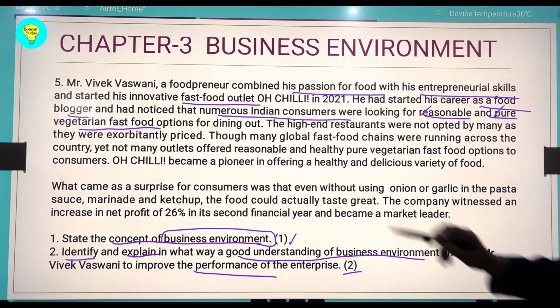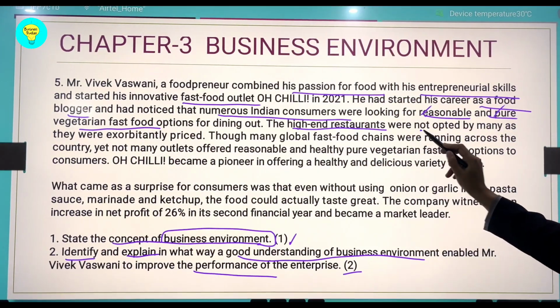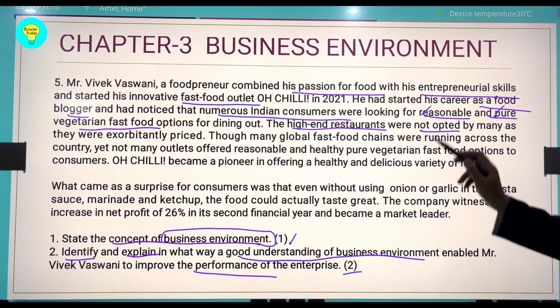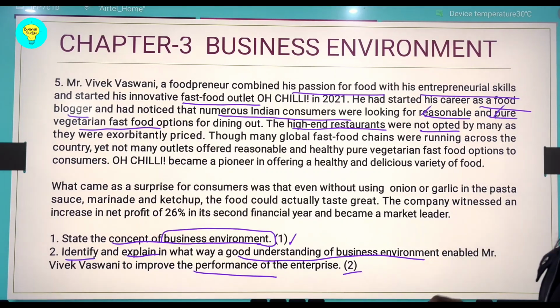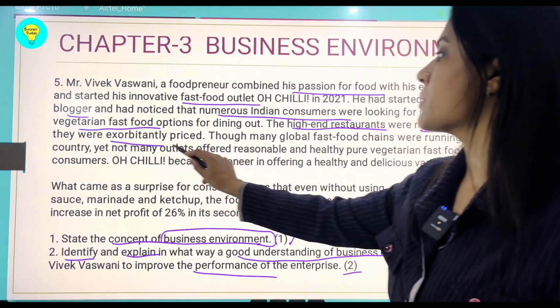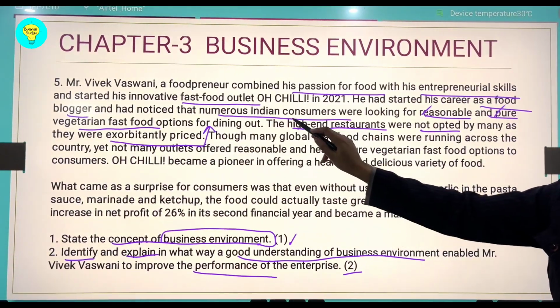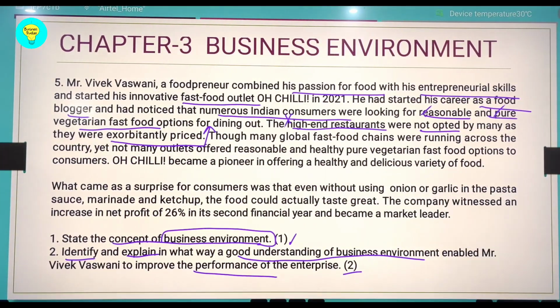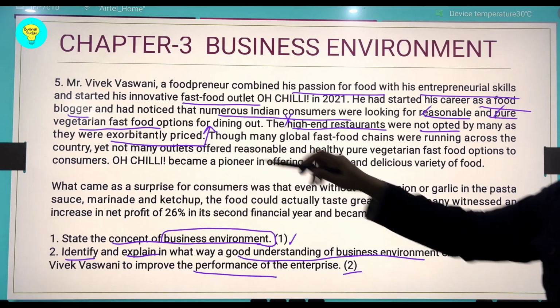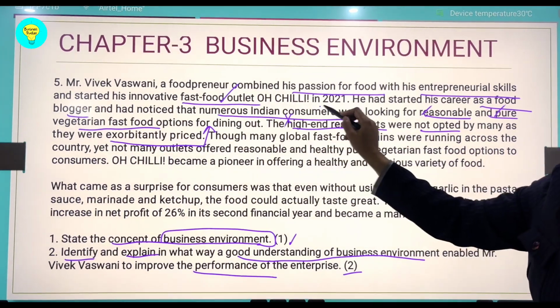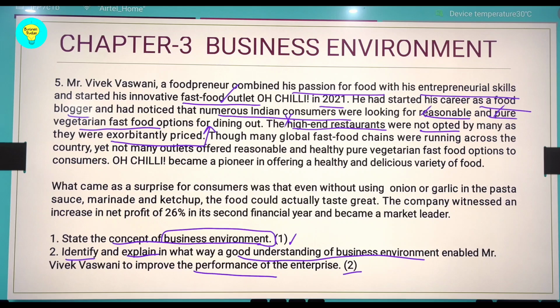The high-end restaurants were not opted by many of them as they were exorbitantly priced. The prices were too high, due to which people are not choosing the high-end restaurants, and this opportunity has been well conceived by this passionate food blogger who has finally opened a food outlet in the year 2021 with the name called O Chill.